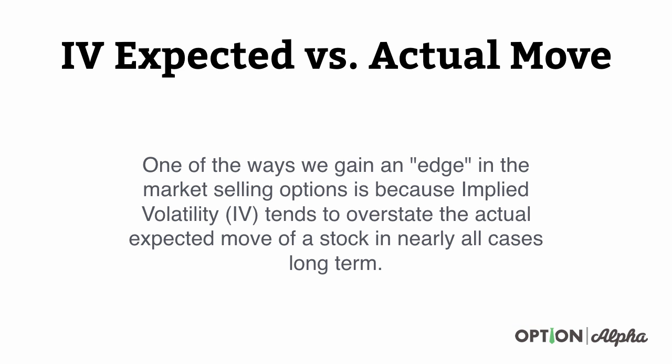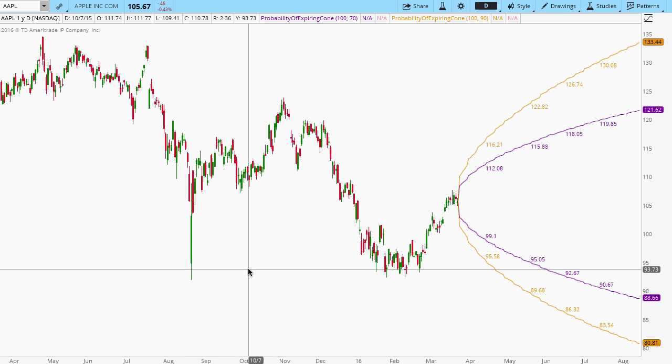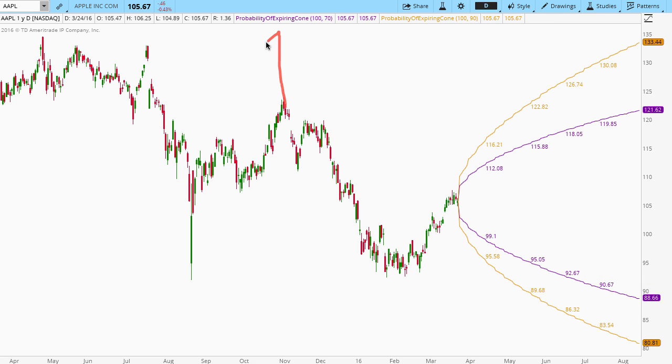Now again, one of the ways that we gain our edge in the market selling options is because implied volatility overstates the expected or actual move of the stock in nearly all cases long term. And let's actually back up here for a second because I did want to go over this and show you guys what one of these distribution graphs looks like on a chart. You can actually pull this up on Thinkorswim. It's a study called the probability of expiring cone. There's a million ways that you can calculate basically the probability of a stock reaching any particular point. But this is a good visual that I like to use with a lot of coaching students.